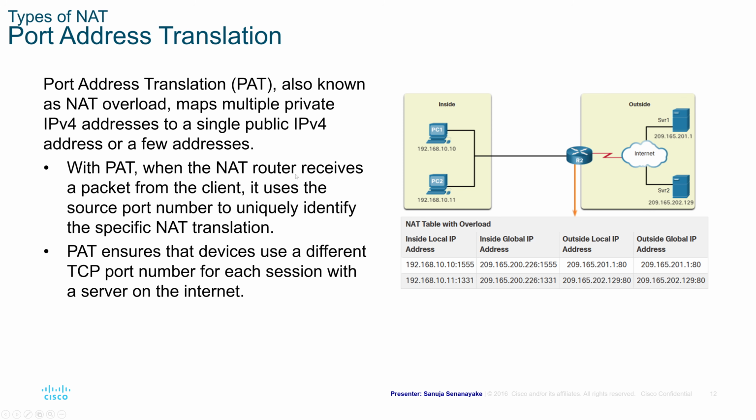So the key feature with PAT is that when the NAT router receives a packet from the client, it uses the source port to uniquely identify that NAT translation, so that multiple devices can use the same IP address but associate different ports with it to communicate with the outside world. That's the way I look at NAT. NAT modifies the layer 3 headers, while PAT modifies both layer 3 and layer 4 headers.